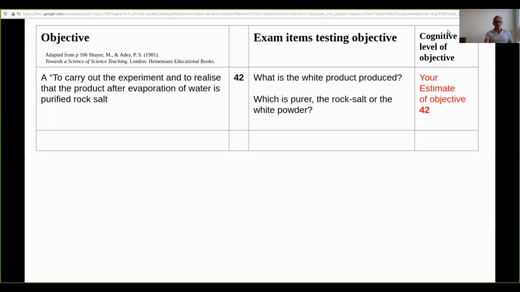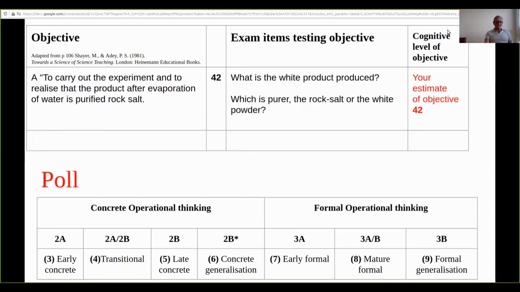The objective, not the exam items, the objective: to carry out the experiment and realize that the product after evaporation of salt in water is purified rock salt. I want you to rank it using the poll on a number scale from 3 to 9, as shown here.